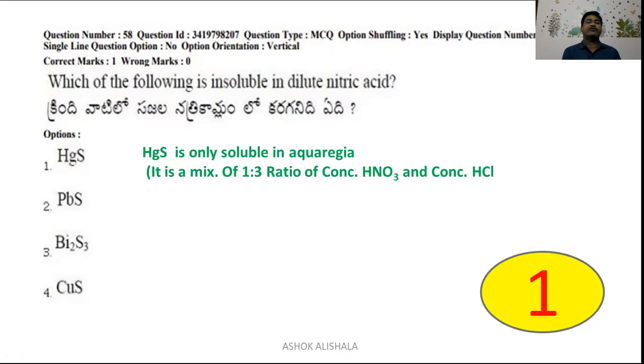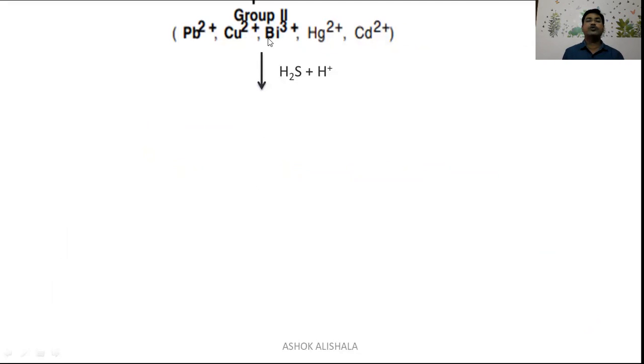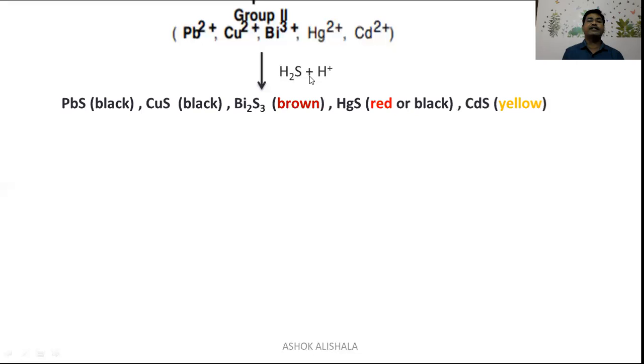What is aqua regia? Aqua regia is a mixture of concentrated nitric acid and concentrated hydrochloric acid in a 1:3 ratio. And it is soluble only in aqua regia. It is never soluble in any other solvents. And see, these are the group 2 cations: Pb2+, Cu2+, Bi3+, Hg2+, and Cd2+. These are the 5 cations in group 2 in salt analysis. They are identified by treating with hydrogen sulfide in the presence of HCl. If Pb is there, you'll get a black precipitate, copper also gives a black precipitate, but bismuth gives a brown precipitate. Whereas mercuric sulfide may be red or black, but cadmium sulfide is yellow in color.